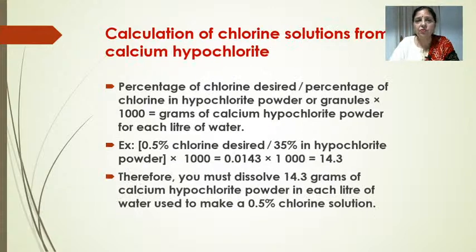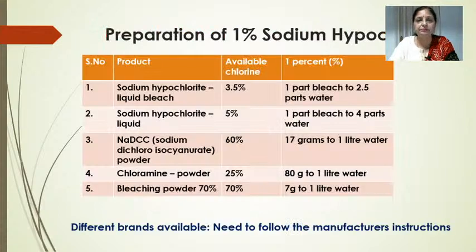The calculation for calcium hypochlorite is similar. If our desired concentration is 0.5%, then we divide it by 35%, the chlorine content in the hypochlorite powder, because it's in powder form. Then it will be about 14.3. It means that we dissolve 14.3 grams of calcium hypochlorite powder in each liter of water to make a 0.5% chlorine solution. So these are some of the calculated hypochlorite concentrations.